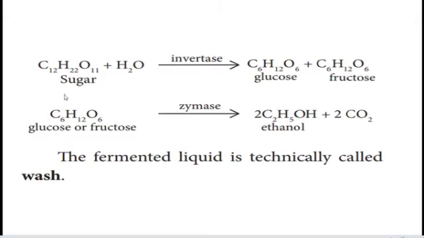In the overall reaction, sugar is treated with water in the presence of invertase to form glucose and fructose. Then glucose or fructose is treated in the presence of zymase to form ethanol. This liquid is called wash. Carbon dioxide is the byproduct.